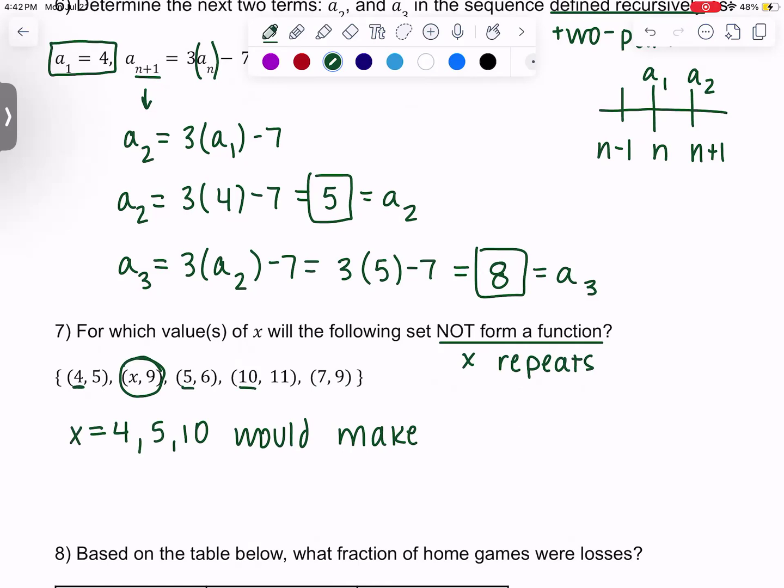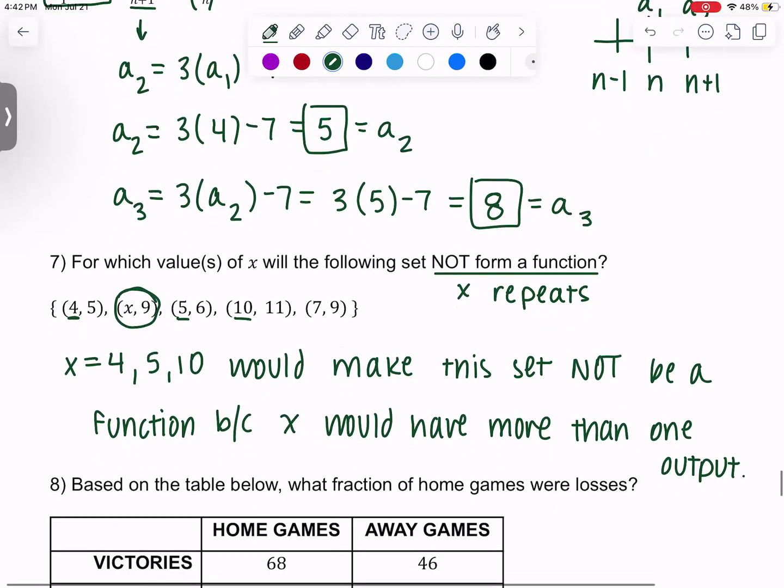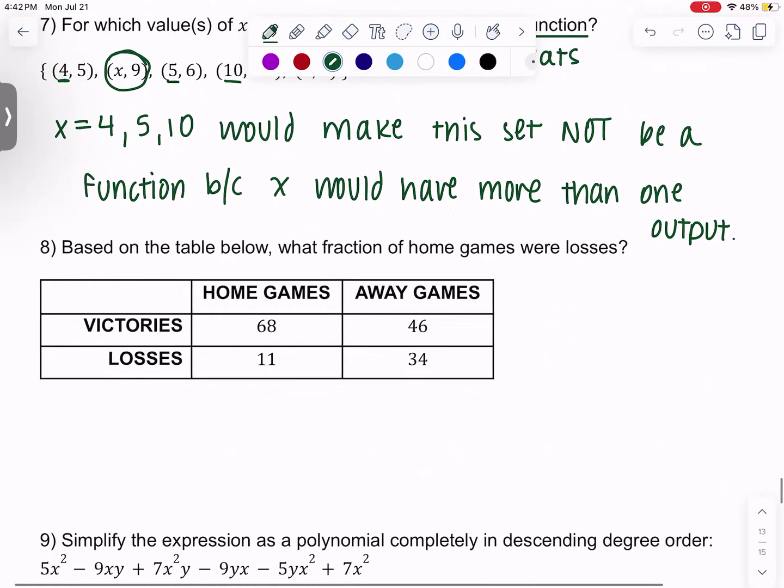Write that down. X equals 4, 5, or 10 would make this set not be a function, because x would have more than one output. X could be 7 because it would still have one output. The output would be 9. But for all the others, x would repeat. X would have more than one output.